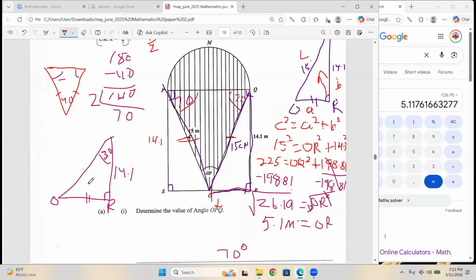So in other words, if I need to find this side here, normally first and foremost, I will label the hypotenuse, right? The hypotenuse.